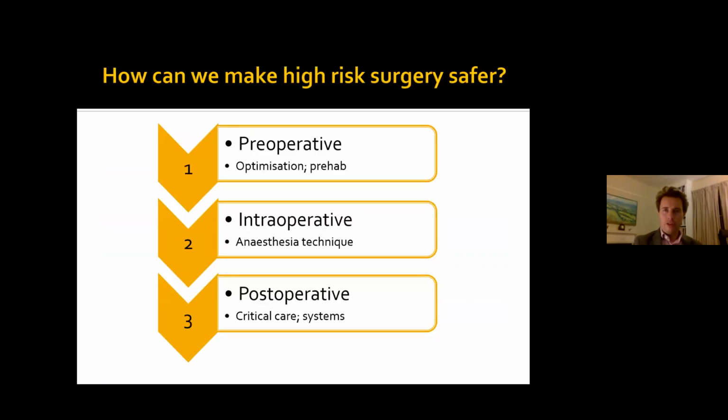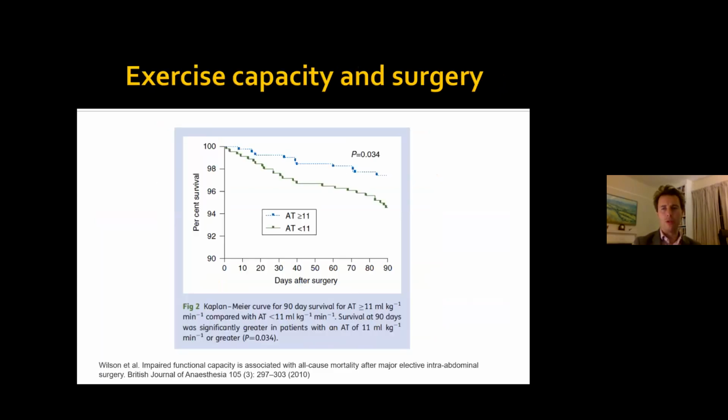Importantly now, to finish off, is how do we make surgery safer? So obviously there's preoperative optimization and prehab, which I'm going to talk about, intraoperative measures, which I'm not going to talk about because I'm not an anaesthetist, and that's something you guys know far better than me. And finally, post-operative care and support.